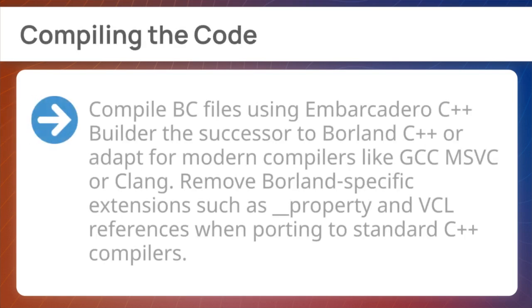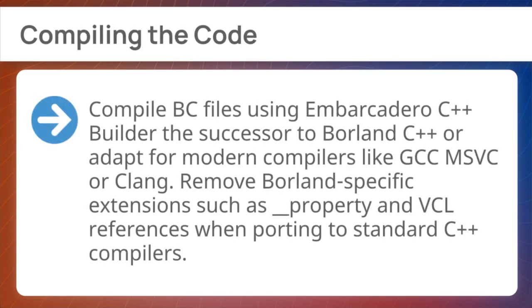Next, compiling the code. Compile BC files using Embarcadero C++ Builder, the successor to Borland C++, or adapt for modern compilers like GCC, MSVC, or Clang. Remove Borland-specific extensions such as property and VCL references when porting to standard C++ compilers.